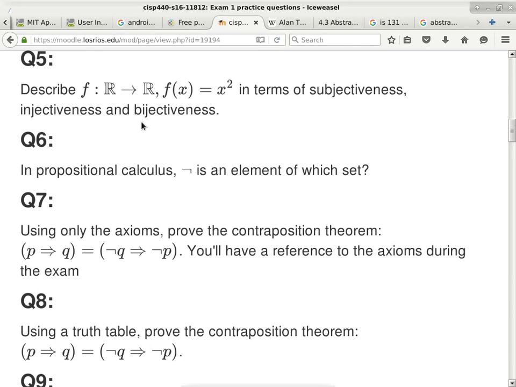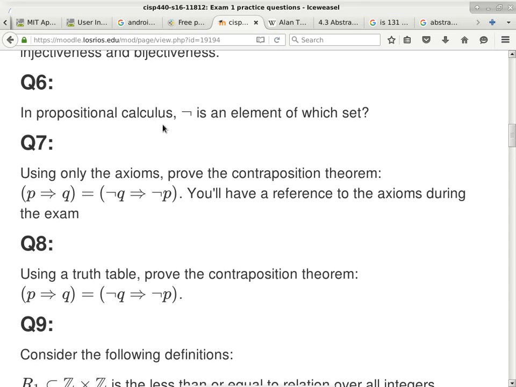Why is it non-surjective? Because negative numbers are not used in the codomain. These are not complex numbers, so you can never have the square of a number being negative. Now, on the other hand, if we are not dealing with real numbers and we're dealing with complex numbers, then the answer will be different. Okay, question number 6, in propositional calculus, the little negation symbol is an element of which set? Omega, yeah, that's all the connectives.